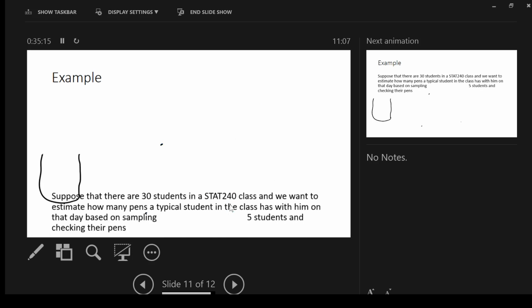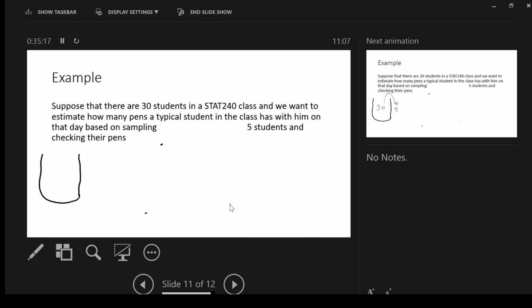But now I'm going to give you another example. Suppose we've got 30 students in the Stat 240 class. We want to estimate how many pens a typical student in the class has with him on a day, based on sampling. So 30 students, I'm going to pick 5 people, come forward and empty your pencil case, let's count. I don't feel like doing it for all 30 because it will go crazy. So I've got 30 and I pick 5 from the 30, using my calculator or however you want to do it. And suppose those are my people.